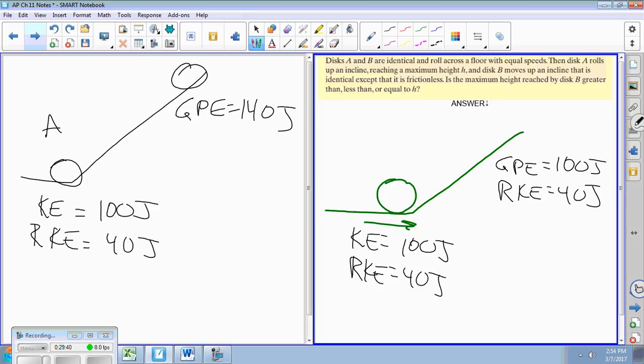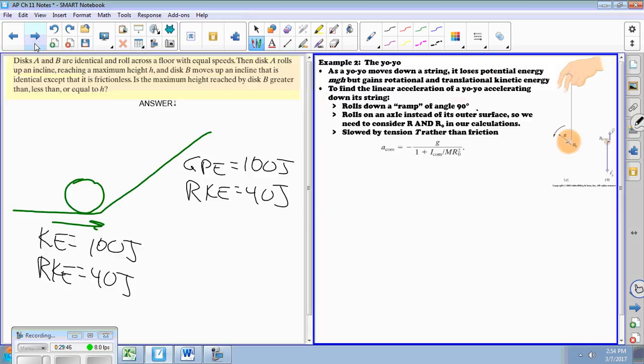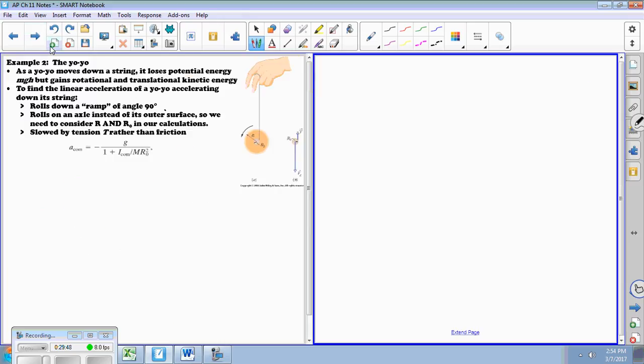Okay? I mean, if you don't understand that, let me show you this. I don't think that you actually have a page in your notes for this, but let me add it in. Think about a bicycle.